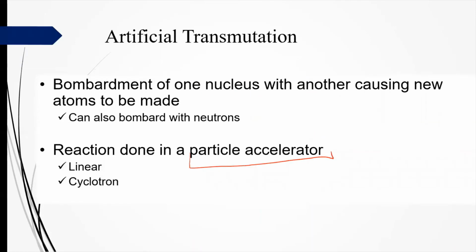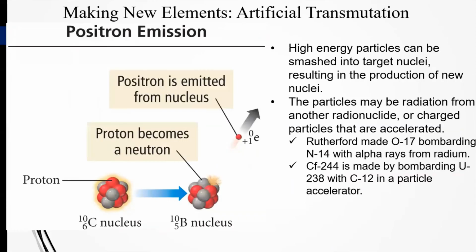One of the ways that they do this is through this artificial transmutation. They can bombard the nucleus with another new atom. So we can bombard them with neutrons. And so we can smash these high energy particles together, and then we can try to produce new nuclei. So this can be either for a fission process or a fusion process.